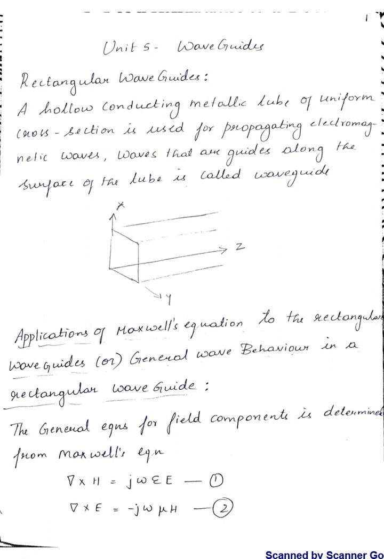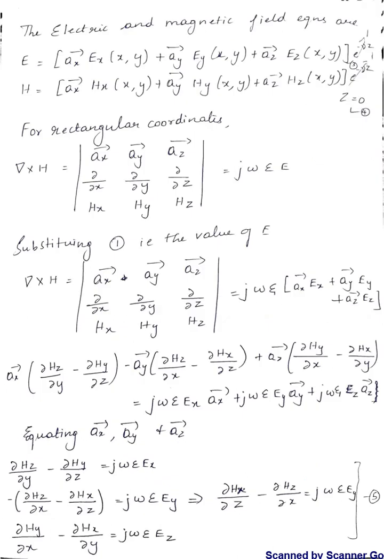So as we saw earlier in applications of Maxwell's equation, which is in the fourth unit, the same process we are going to proceed here, but there are some different steps which we are going to use. There also we started with the general equations for field components. Here also we are starting with the general equations for field components from Maxwell's equation. That is nothing but these two equations. Del cross H is equal to j omega epsilon E and del cross E is equal to minus j omega mu H. So as I mentioned earlier, what we have seen in the fourth unit, the same process we are going to repeat here.